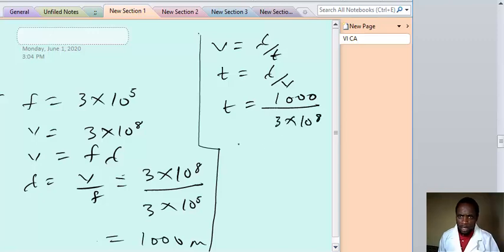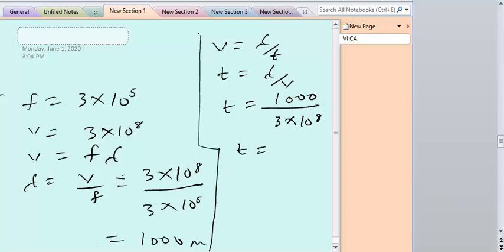So meaning the T will be equal to, when you punch your calculator, what would that give us? That will give us 3.33 times 10 raised to power minus 3, or simply 0.0033 seconds. So here we will have seconds there. So that is the time, the period.